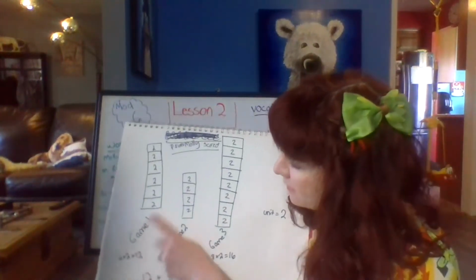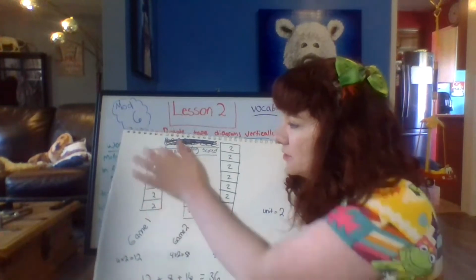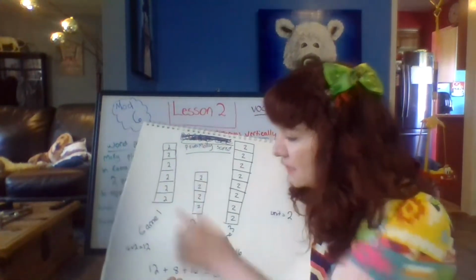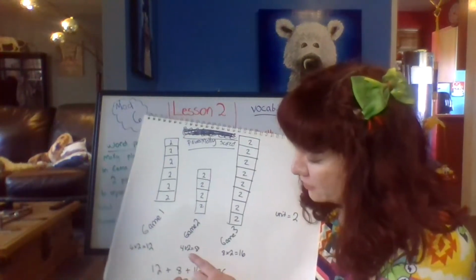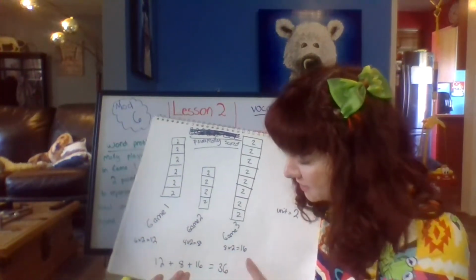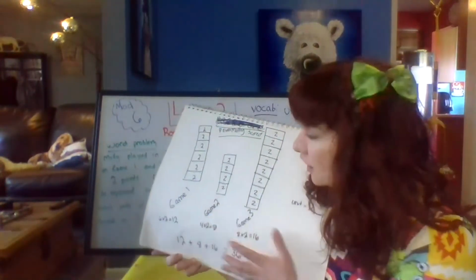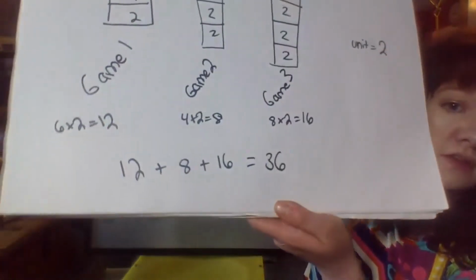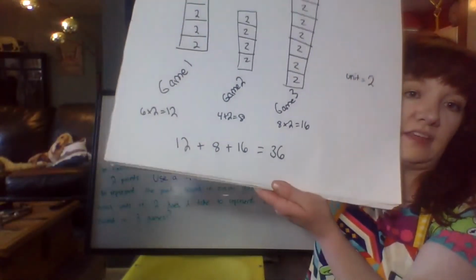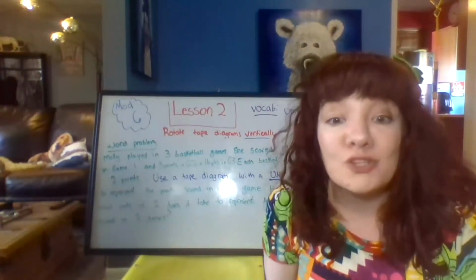And then what I did was I took the number of the units here. So there's 1, 2, 3, 4, 5, 6. 6 units times 2, and like I said before, 6 times 2 is 12. 4 times 2 is 8, and 8 times 2 is 16. Now to find the total amount of points, I just took the total amount of points and added them together. So 12 plus 8 plus 16 equals 36. So that's a couple of tips on lesson 2.